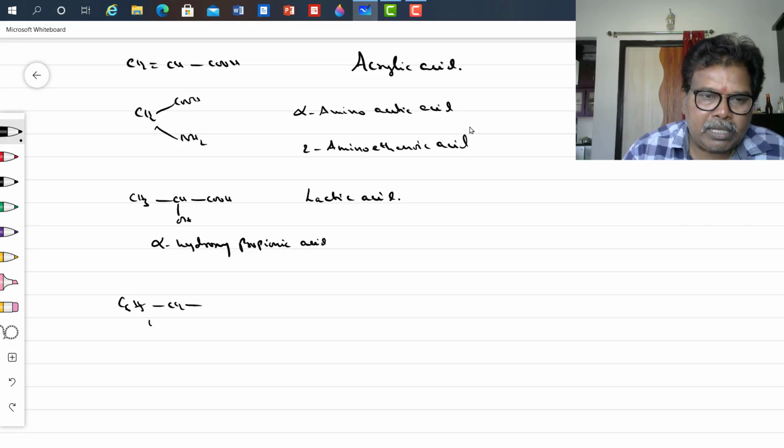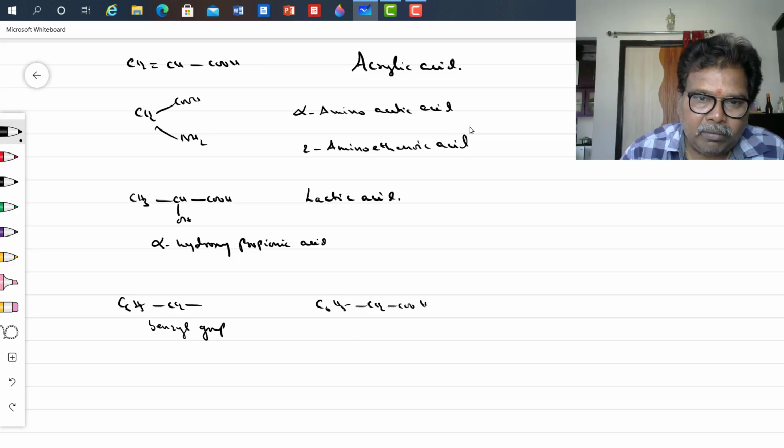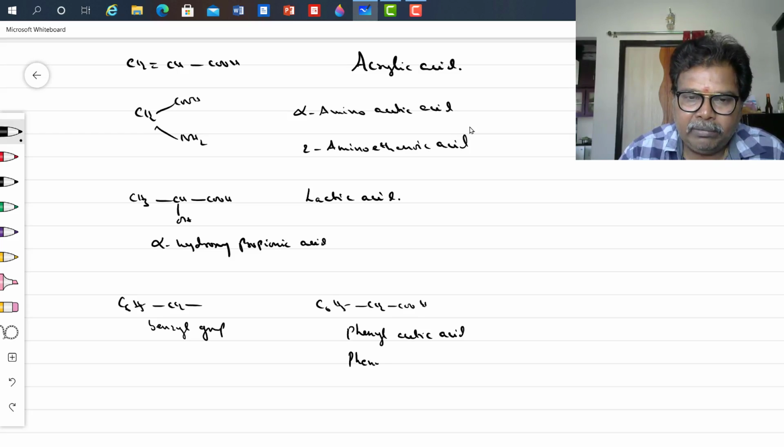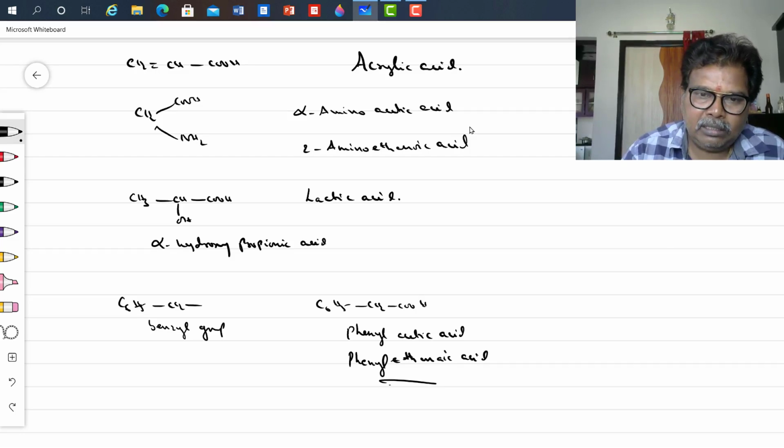C6H5CH2. This is the benzyl group. For this benzyl group, if a COOH group is attached, it is called phenyl acetic acid, or phenyl ethanoic acid is also correct. It is a correct IUPAC name. Phenyl ethanoic acid. Clear?